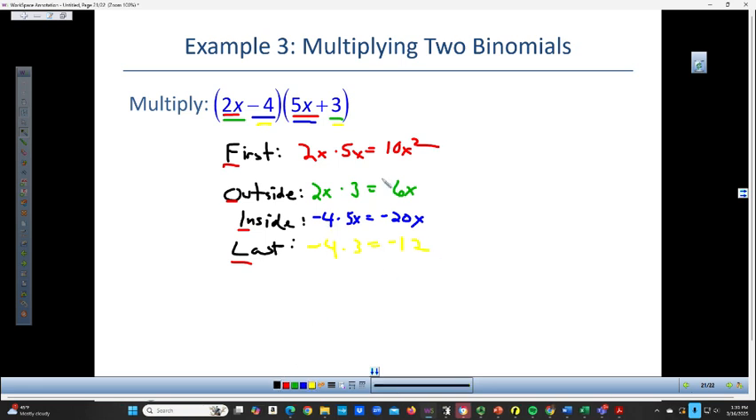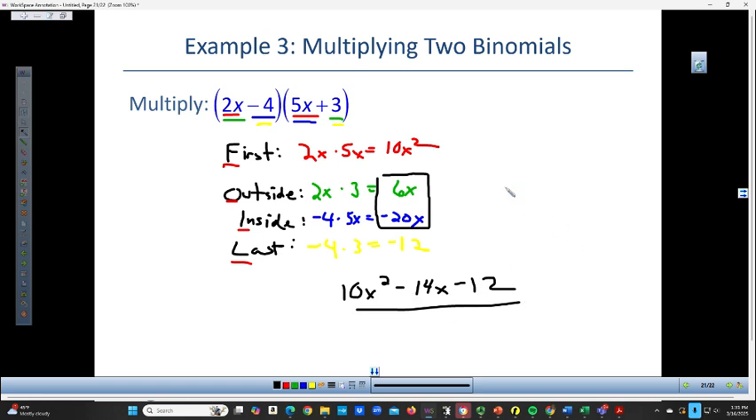So typically, your O and your I terms will need to be combined for the most part. Okay, and then we're going to just put it in descending order. So 10x squared, positive 6x minus 20x, they are opposite signs. So I'm going to do subtraction. 20 minus 6 is going to give us 14. 20 is the biggest term, so I'm going to keep the sign, and then minus 12, right? So we will be done.